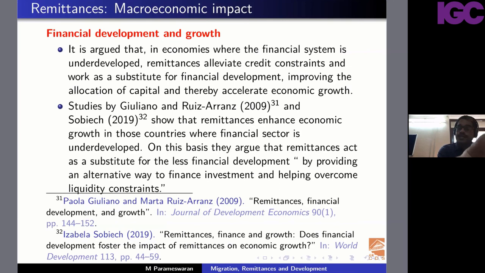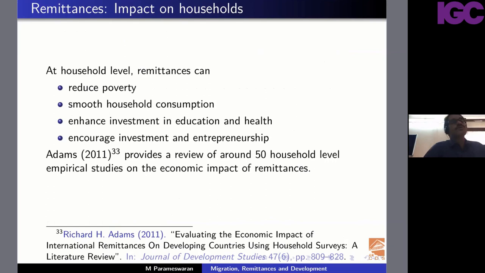Then what we have found is that remittances can affect the institutions in the society. Institutions are essentially considered to be the deep factors determining growth. So it can deteriorate institutions, then financial development and growth. Remittances can act as a substitute for financial development, and through this it can affect economic growth.